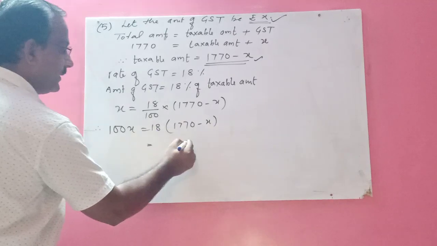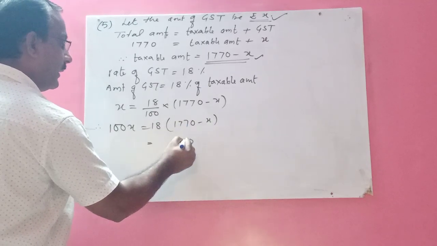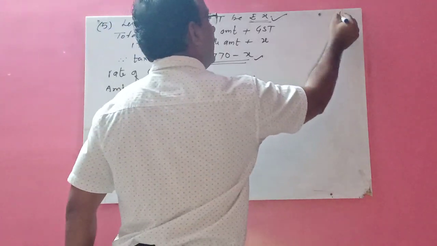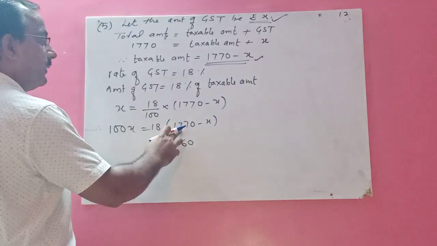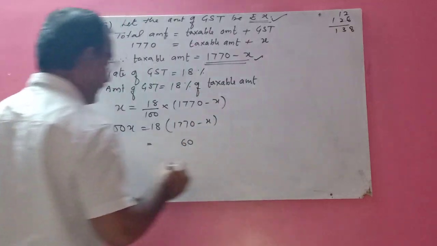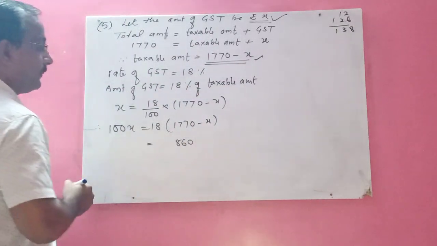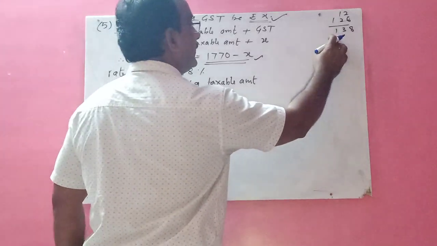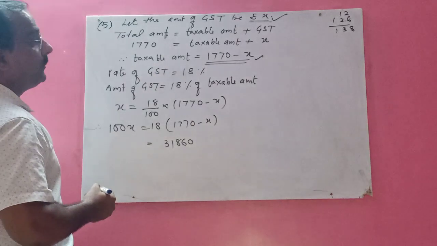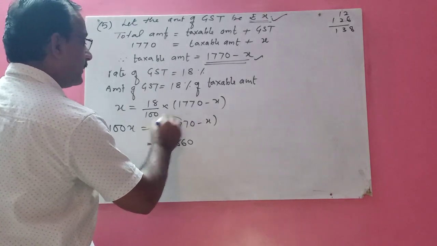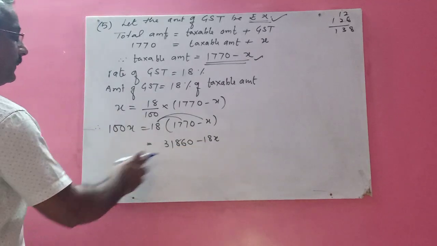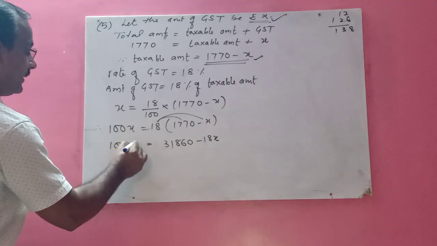Multiply this: 18 zeros are 0, 18 sevens are 126, so 6, carry 12. Then 18 sevens are 126, and 12 makes 138, so you get 8. Then 18 ones are 18 and 13, 13 and 18 is 31. So it is 31860 minus 18X. And here it is 100X.